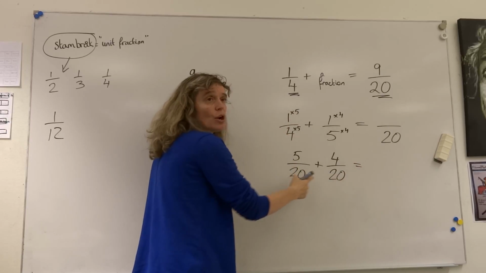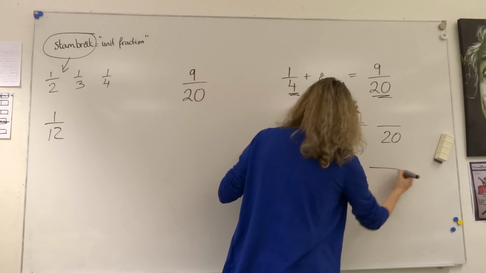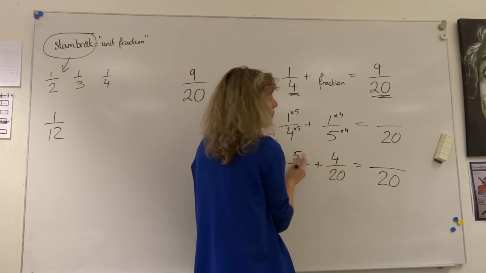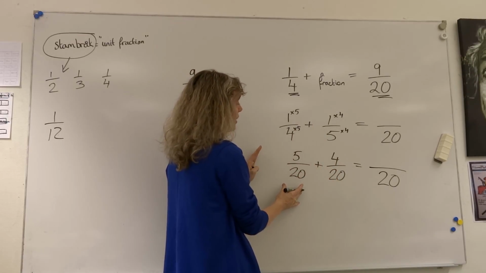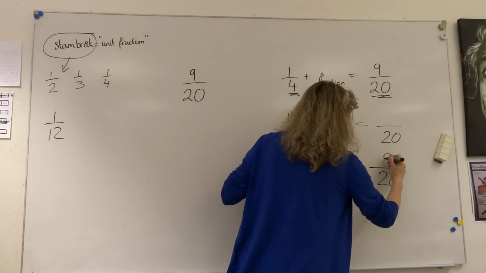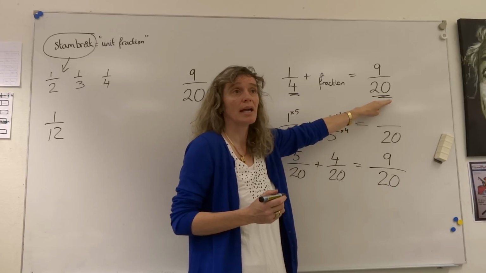Now I have the same denominator, I'm allowed to add the fractions. The denominator stays the same when we're adding fractions. We're counting how many 20ths we end up with. We get 5/20ths and we're adding 4/20ths to them, which ends up with 9/20ths. So we do end up with this one as the answer.